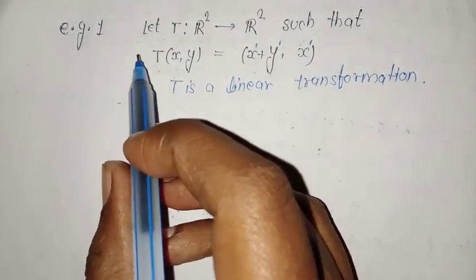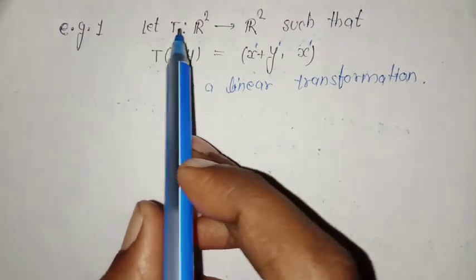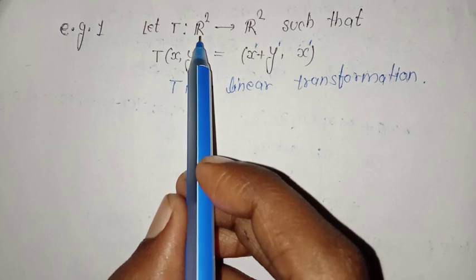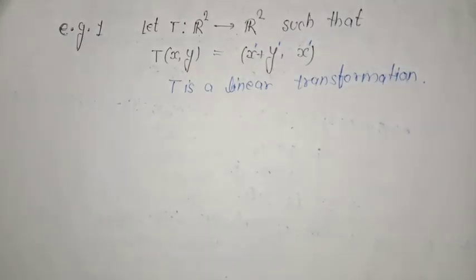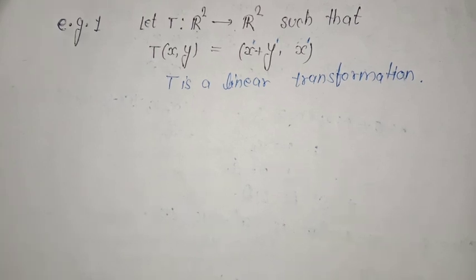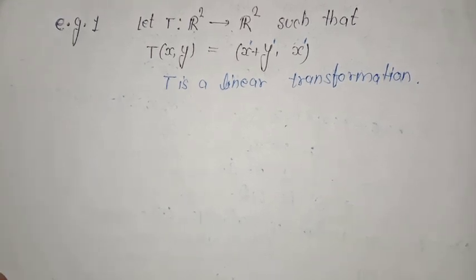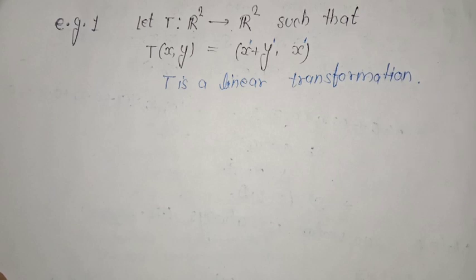So let's start with our first example. Let T be a transformation from R square to R square such that T of (x, y) equals (x plus y, x). Then can we say that this T is a linear transformation? If we want to say that, we have to check vector addition and scalar multiplication. So it's a long process. So today I will tell you a short trick.